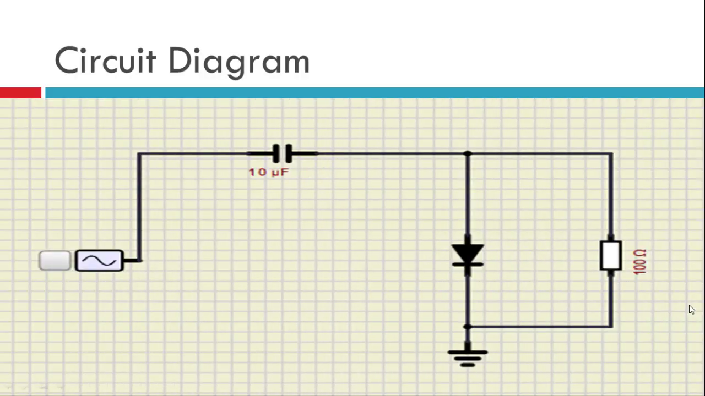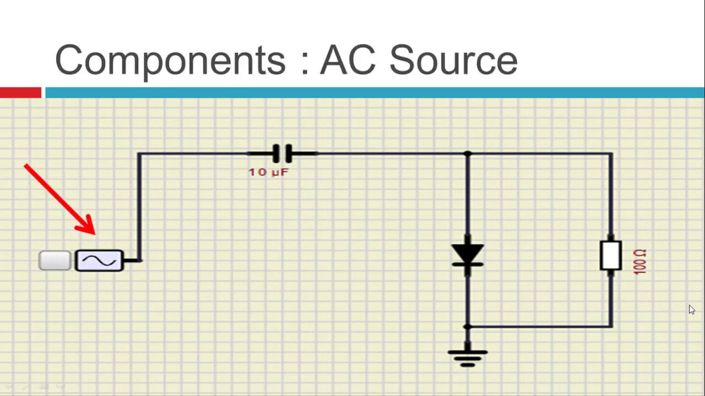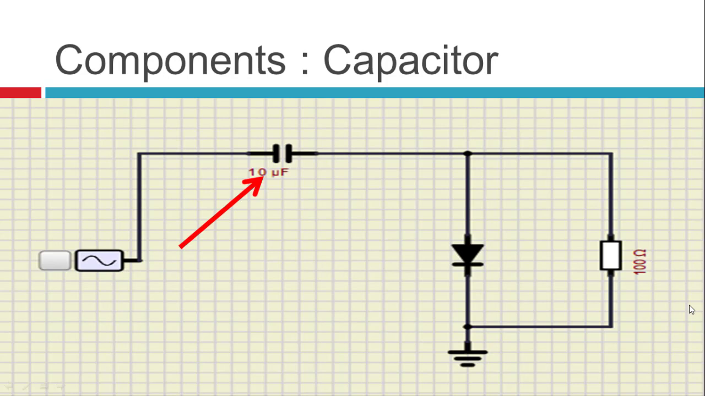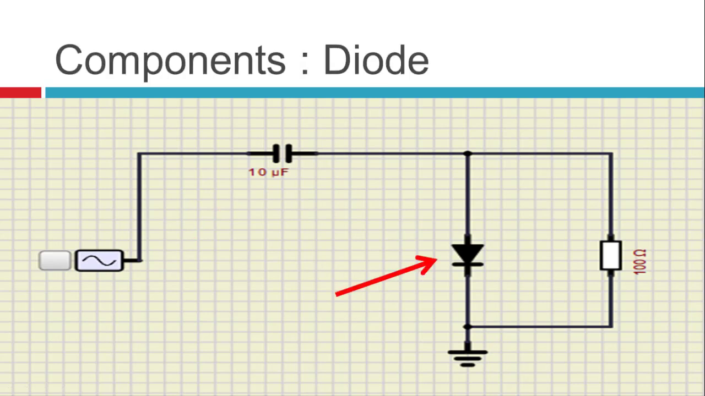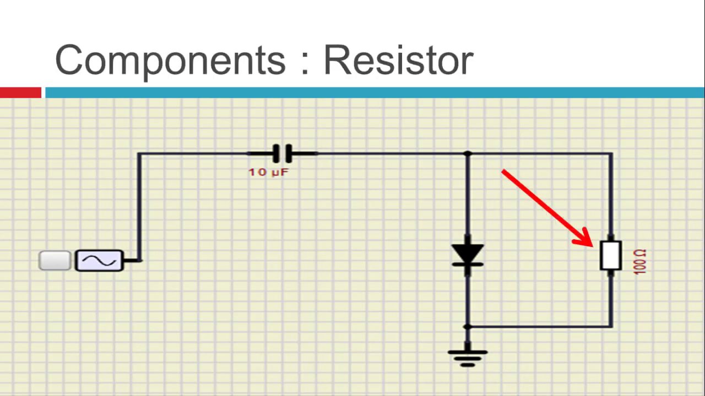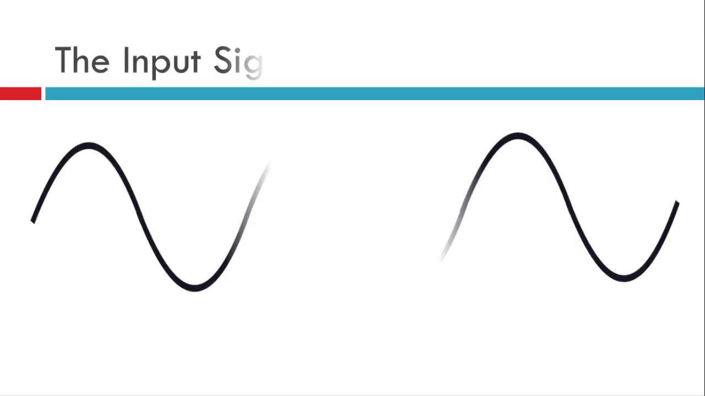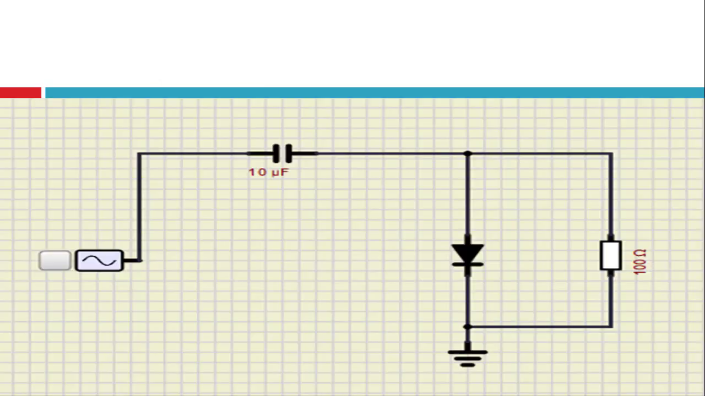So this is the required circuit diagram. The components: the AC source, the second component is the capacitor, a 10 microfarad capacitor. Then we have the diode. The diode is connected in such a way that the P is connected to the capacitor and N is connected to the ground. Then we have the resistor, a 100 ohm resistor, where we get the output, and finally the ground to complete the circuit. So this is the input signal. The sine wave is our input signal.